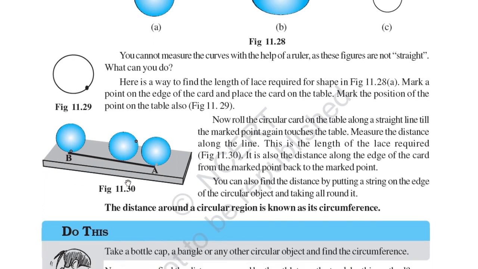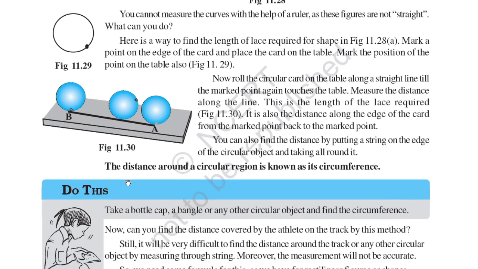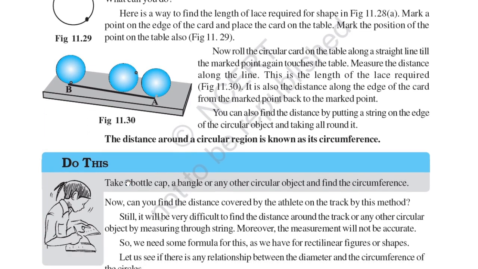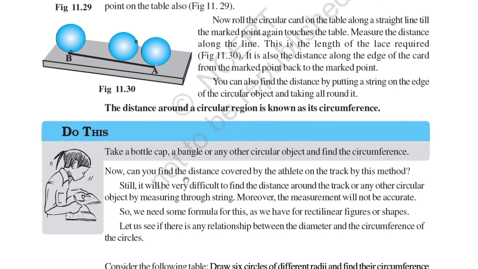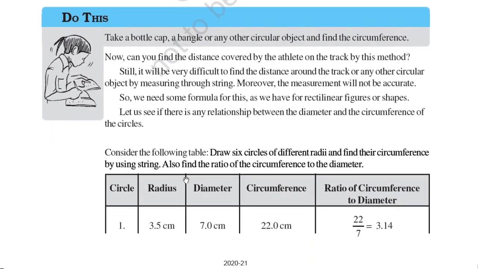You can see that. It is also the distance along the edge of the card from the marked point back to the marked point. You can also find the distance by putting a string on the edge of the circular object and taking it all around it. The distance around a circular region is known as its circumference. So you can see the region around the circle is called the circumference. Do this. Take a bottle cap, a bangle, or any other circular objects and find the circumference. So you can do that.